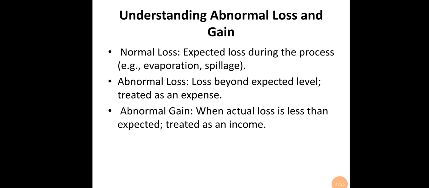Then abnormal gain. When actual loss is less than expected, it is treated as income. So abnormal gain refers to a situation where the actual loss is less than the expected or normal loss, resulting in a gain beyond the anticipated level of efficiency or production. An example would be recovering more from damaged goods than initially anticipated.